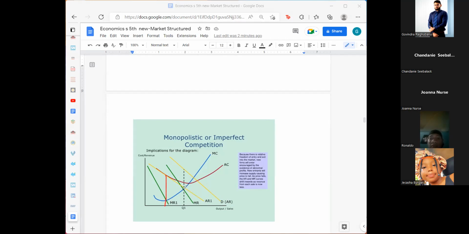This was the first MR equals MC here, right? And this would have been our abnormal profit because this is our AR and this is our AC. But now at this level, our new AR, which is this here, and our old AC are at the same level. So there is normal profit, right? Again, this is because of the freedom of entry and exit. Again, follow me. I'll draw one from scratch to help us. Let's go over to it now.